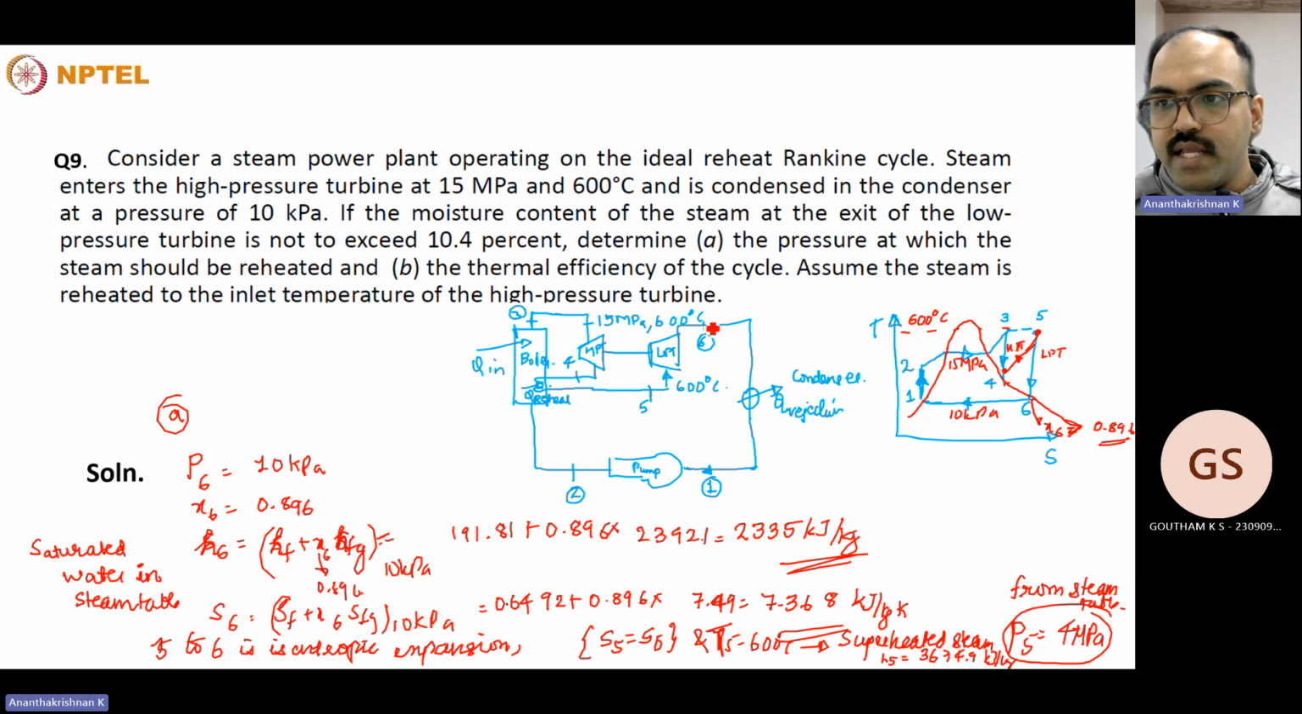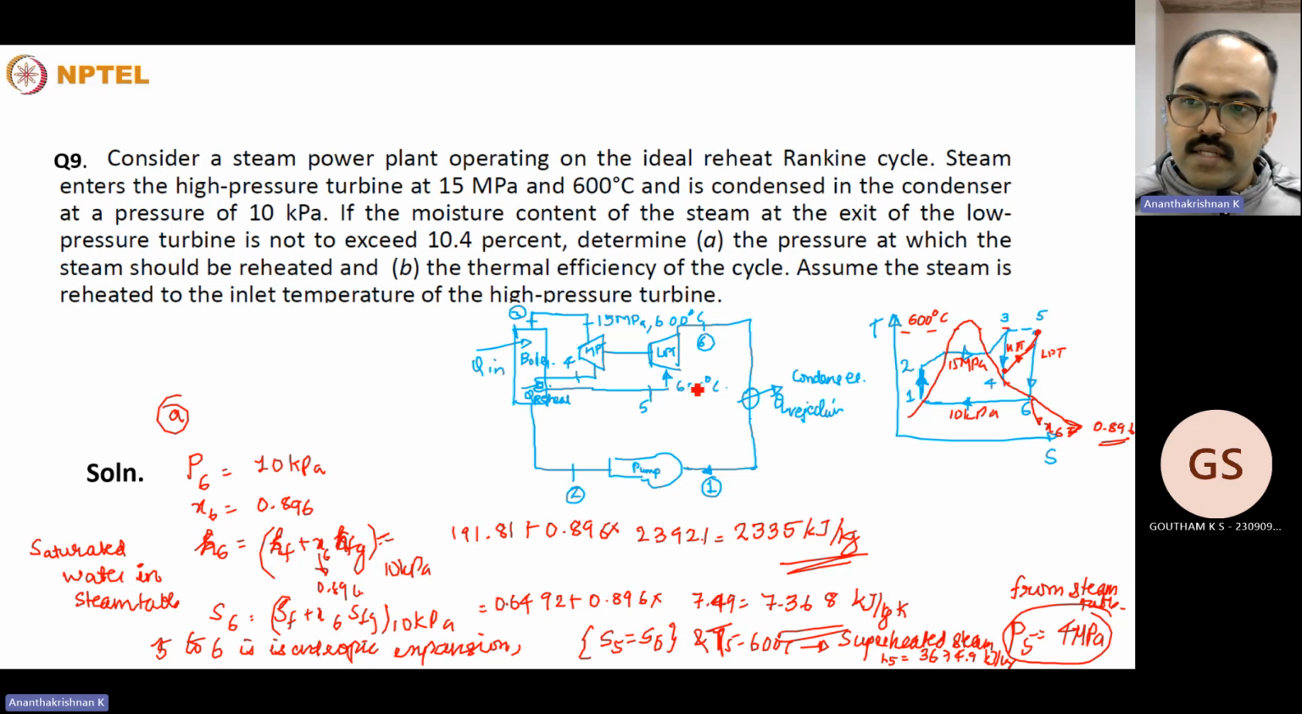We know everything about the state point 6: the quality, the pressure, and based on that we can calculate its enthalpy and entropy. And since the low pressure turbine is an isentropic process, points 5 and 6 will have the same entropy. So we know the temperature. It's given that assume the steam is reheated to the same inlet temperature. So point 5's temperature should be same as that of point 3's temperature, that is 600 degrees Celsius.